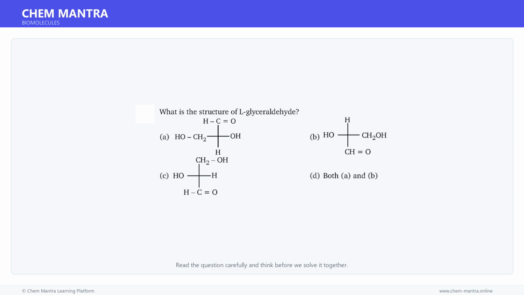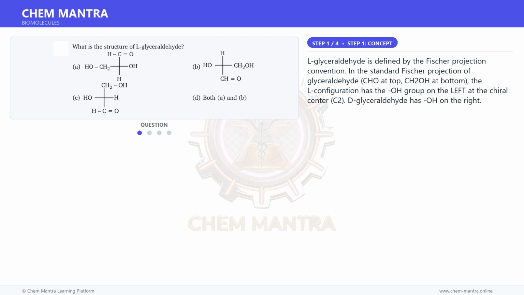Here is a question. Read it carefully and think about the answer. Let us solve it step by step. Let us first understand the key concept here. L-glyceraldehyde is defined by the Fischer projection convention.